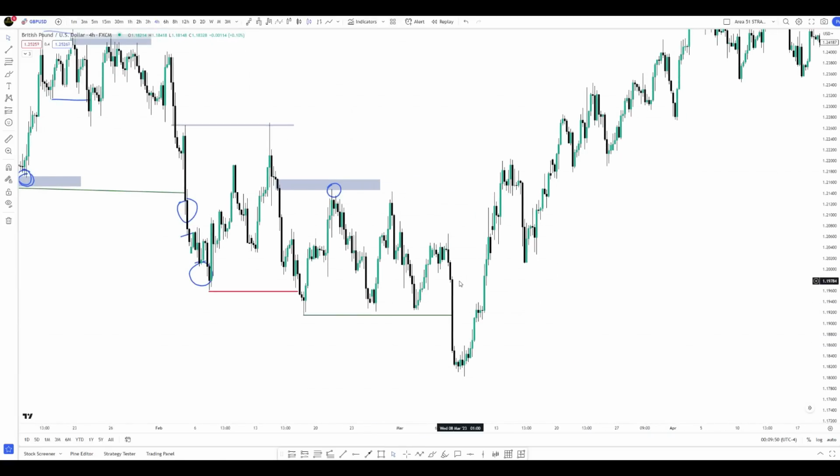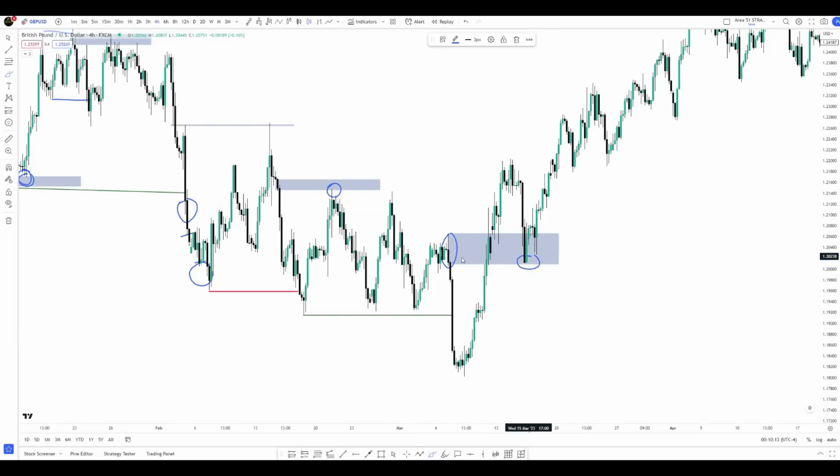And instead of price slowing down, this supply here did not hold. So instead, price created what you call a flip model of supply and demand. Price continued to the upside. So now when the price continues to the upside, what happens after that is price is going to come back to fill this area here.